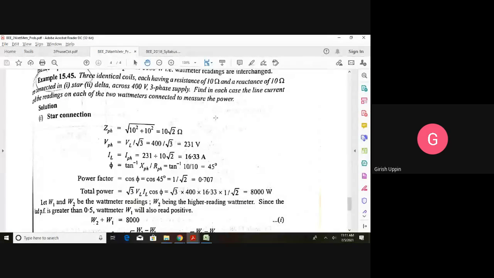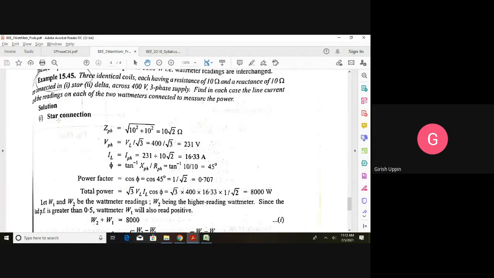Find in each case the line current and the readings of each of the two wattmeters connected to measure the power. So this is the given scenario. First we consider them connected in star, second we consider them connected in delta fashion. What we have to find in each scenario is the line current, that is IL, and if the two wattmeters are connected, what would be their readings, W2 and W1.